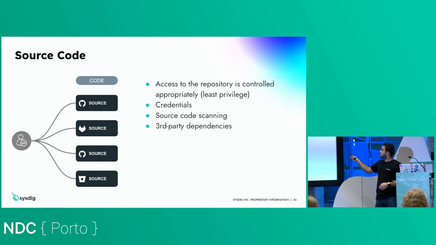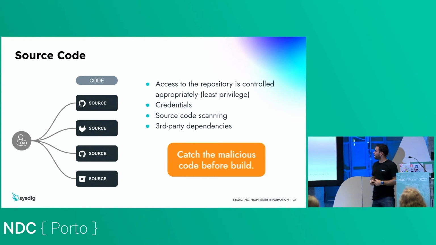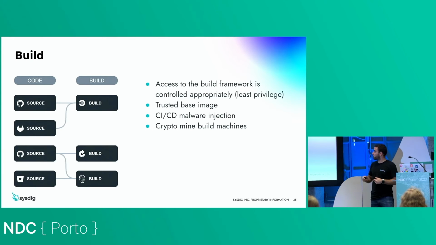Source code scanning, this is something you can do here, especially now with AI, and there are a lot of talks here. Actually, there is a talk after mine about how to create software with AI in a secure way. And third-party dependencies, you want to be aware of which third-party dependencies you're using, right? Are they trusted? Are they actually investing in signing and offering you enough security? So you want to catch the malicious code before the build time.